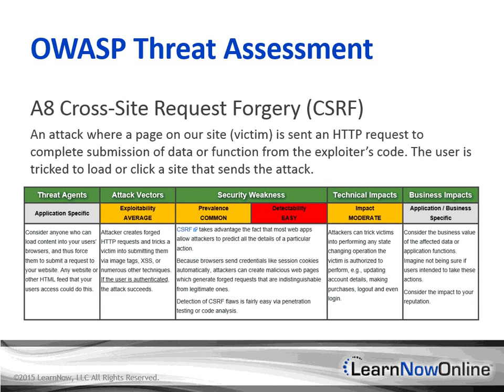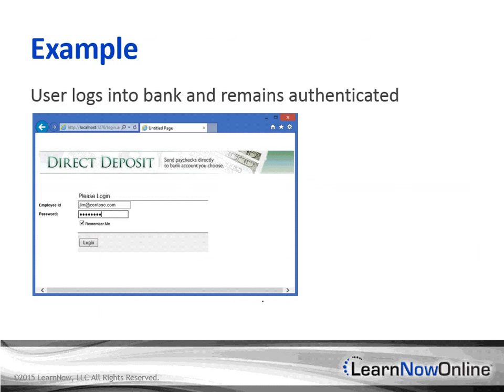The impact on this is moderate, which means that the data can be changed without the user's knowledge, and because of that, it can have some serious consequences. For example, suppose a user has a direct deposit. They want to be able to send their paychecks into a particular account. They might go ahead and log in, and a lot of times it's easy just to choose remember me and remain logged in. That way we don't have to type in our password every single time we come to the page.